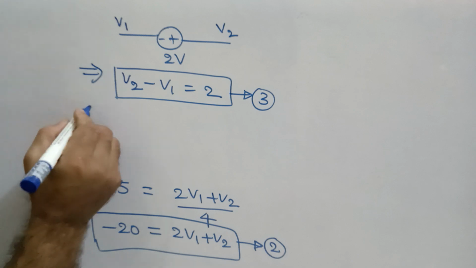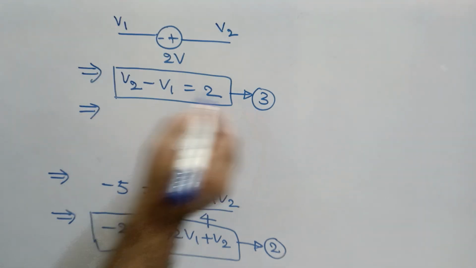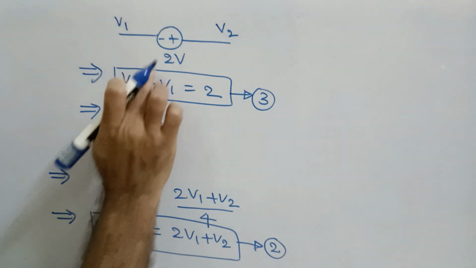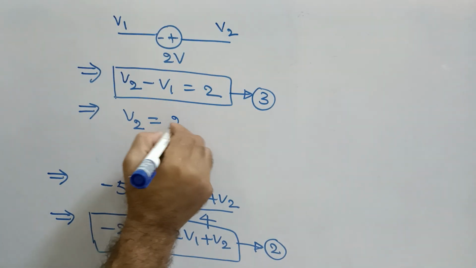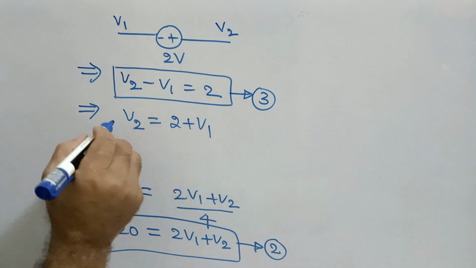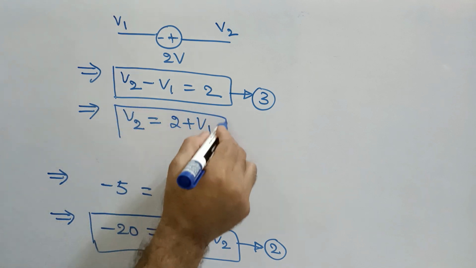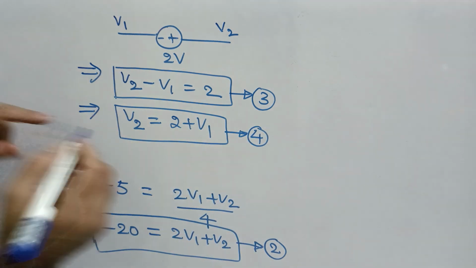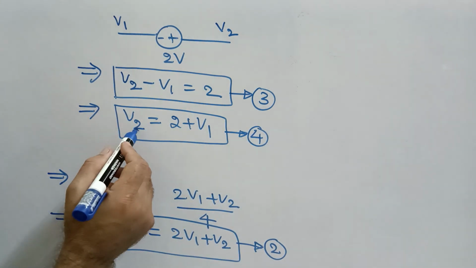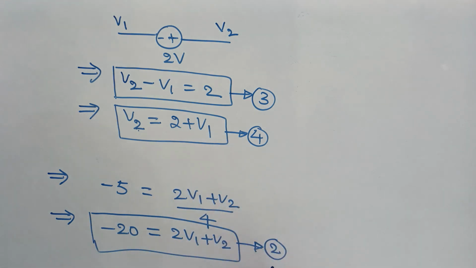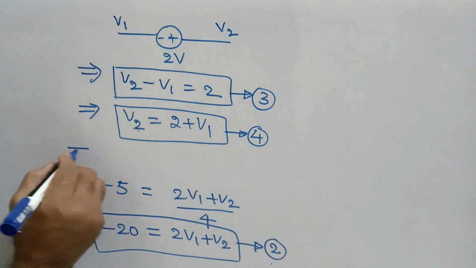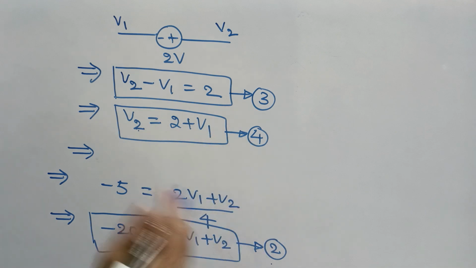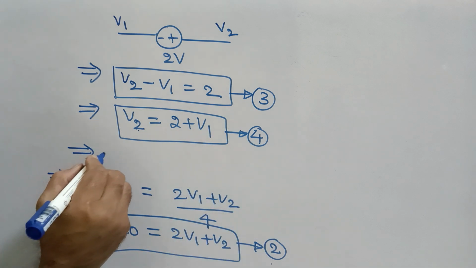Therefore, from equation number 3, what I can write is V2 is equal to, if you bring V1 to the right side, definitely 2 plus V1. Am I correct? It is 2 plus V1. Give it as equation number 4. Now substitute this V2 value, that is V2 is equal to 2 plus V1, into equation number 2. So substitute equation 4 in equation 2, okay?